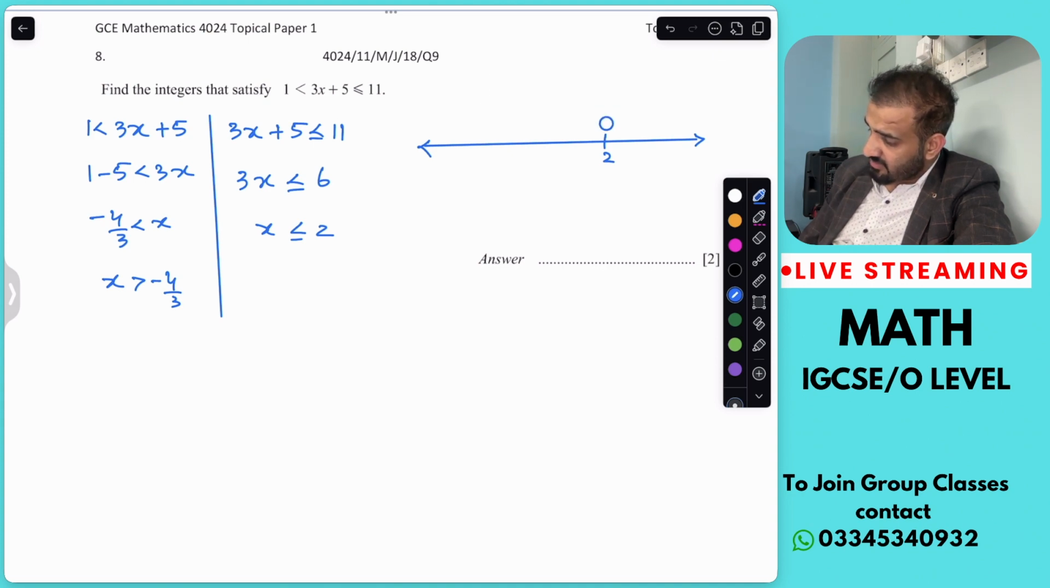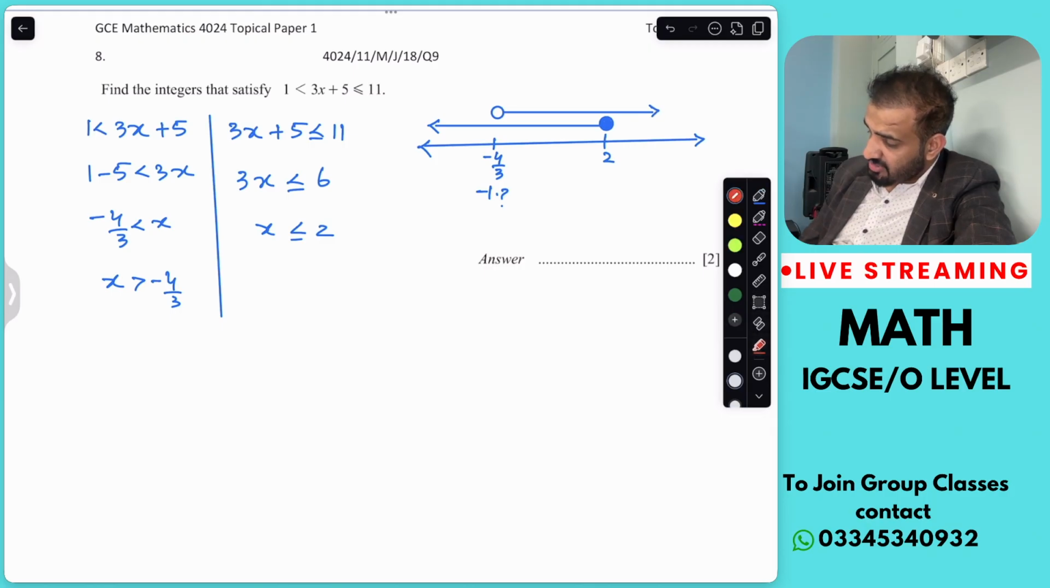Anyway, 2 has a solid dot, and you will write an arrow on the left side. And then we have minus 4 over 3 somewhere on the left side, which is minus 1 point something. And it has an open dot arrow on the right side.